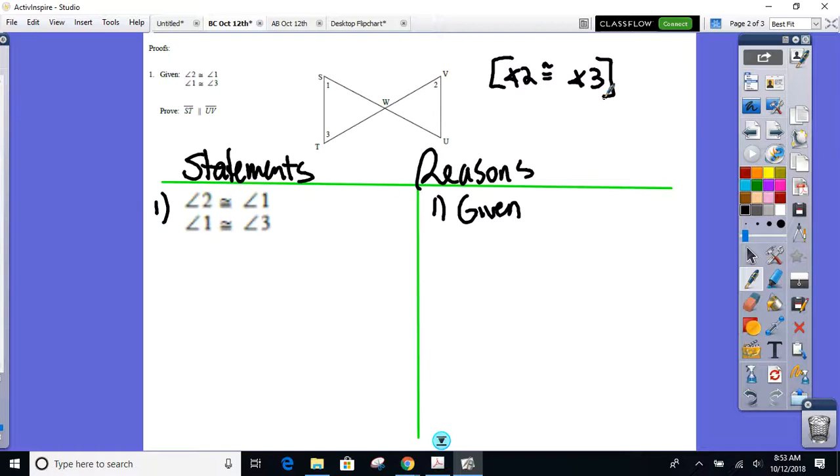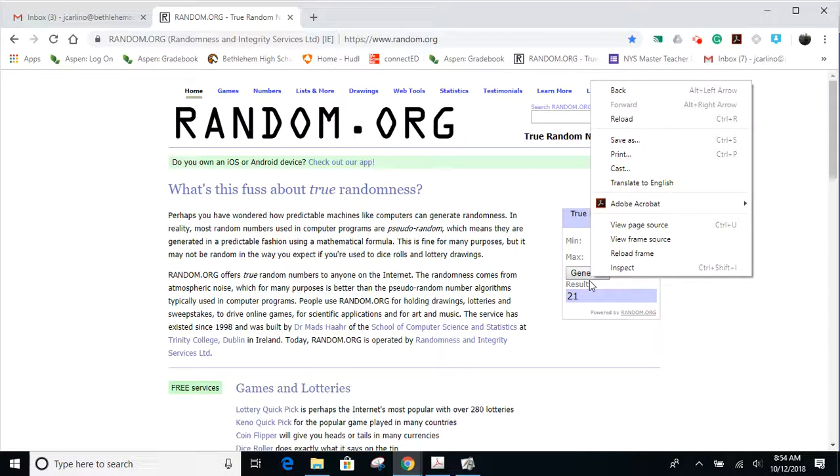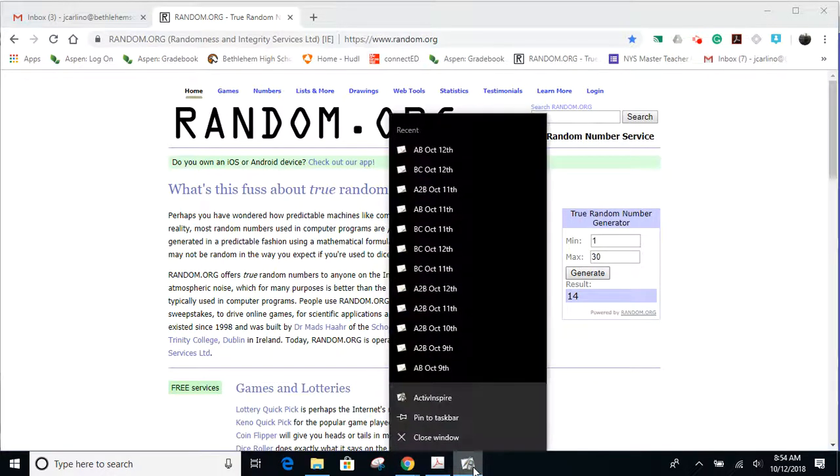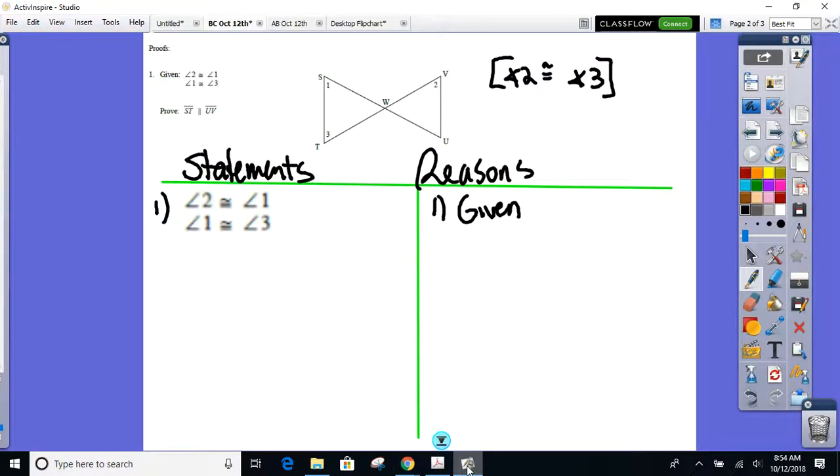So now work with the givens. Can you get me 2 congruent to 3? I hope so. All right, I laid it pretty soft on this one. 2 congruent to 3. 2's congruent to 1. 1's congruent to 3. Any idea now how I can get 2 and 3 equal? Here you go, 14. Substitution right away in step 2. So based off these givens, I know that 2 is congruent to 3. Substitution.